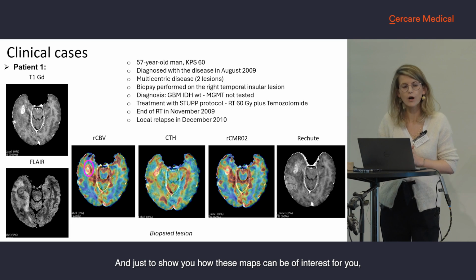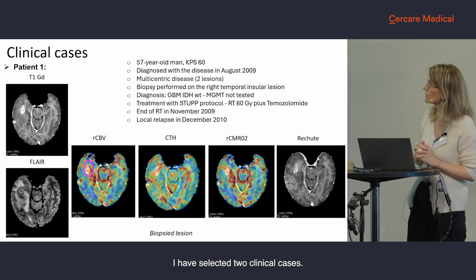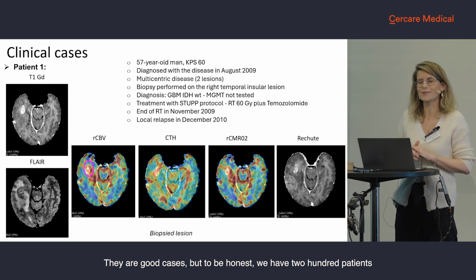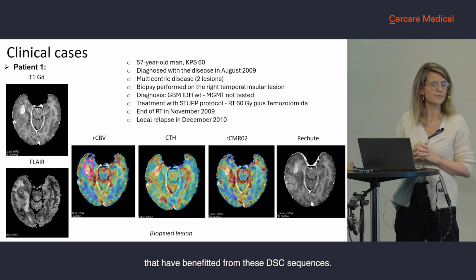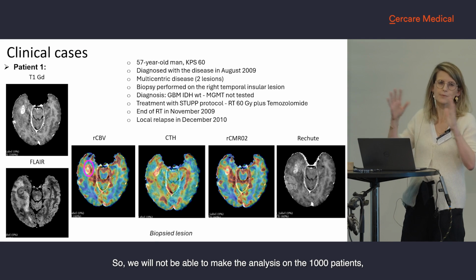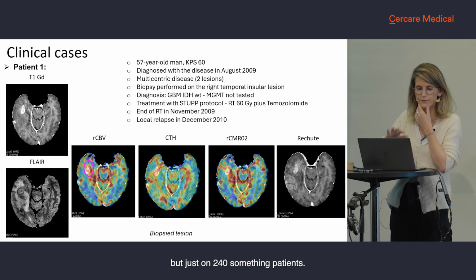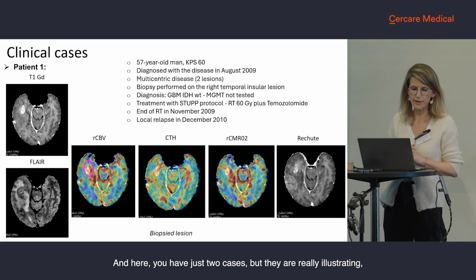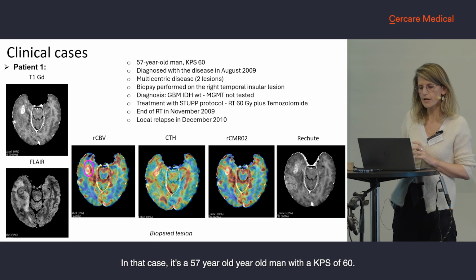And just to show you how these maps can be of interest, I have selected 2 clinical cases. They are good cases, but to be honest, we have 200 patients that have benefited from these DSC sequences, so we will not be able to make the analysis on the 1,000 patients, but just on 240-something patients. And here you have just 2 cases, but they really illustrate what we have seen on a high number of patients.